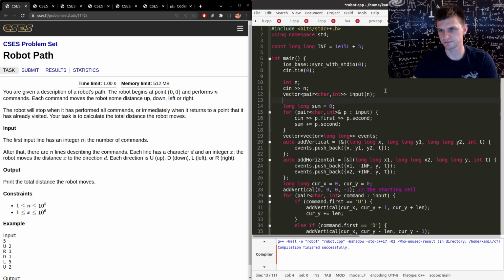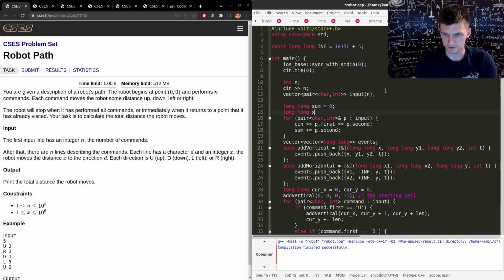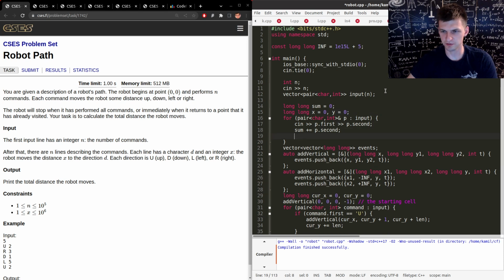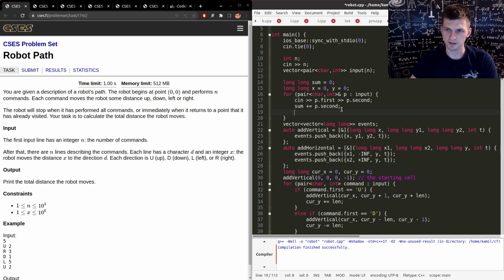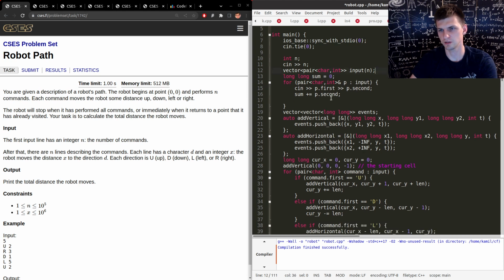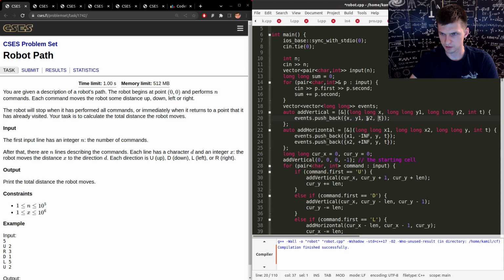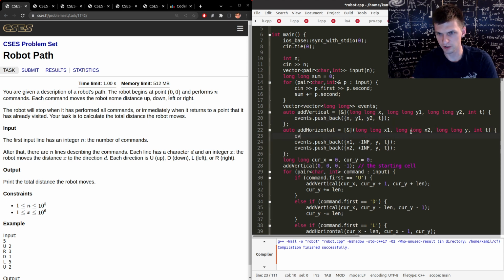Let's go. I will repeat some stuff, but I don't know. Does it matter if it goes left or right? Not really. Events, add vertical. Why do I want to repeat this? That's stupid. Add vertical. We do this. Add horizontal. We do only one for now. Events, push back, x1. Should I just leave the events? Because the only thing I want to do is compress x coordinates and y coordinates.